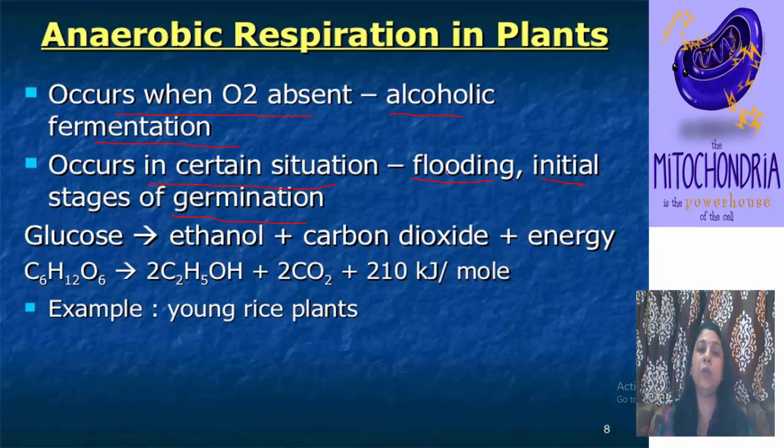Flooding, why? Because when a flood comes, the water fills the roots. So the roots of the plants respire anaerobically at that time because air is not available to them for respiration. Glucose breaks down into ethanol, that is ethyl alcohol, C2H5OH, plus carbon dioxide plus energy. Only 2 ATPs are produced. Examples of anaerobic respiration are young rice plants. You can give the example of yeast cells also.